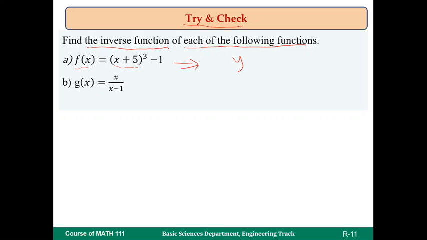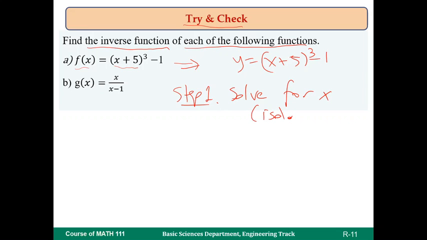Now, first you write this one as y equal to (x plus 5) cubed minus 1. And then you will do step 1 here. Step 1 is solve for x. It means isolate x. Isolate x means make it alone. So y equal to (x plus 5) cubed minus 1. So send 1 to the other side. You have y plus 1 equal to (x plus 5) cubed.